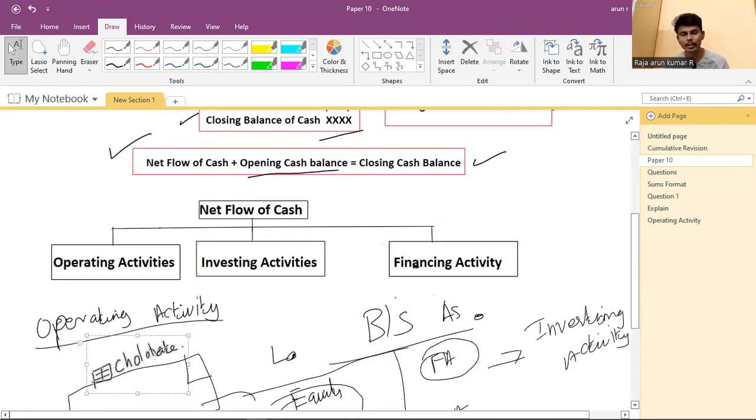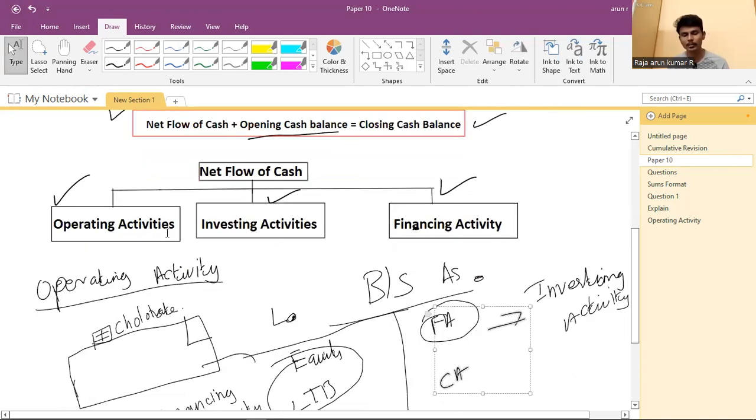Net flow of cash is under three categories: operating activity, investing activity, and financing activity. For operating activity, I gave some examples also. I will tell the same example very fast.